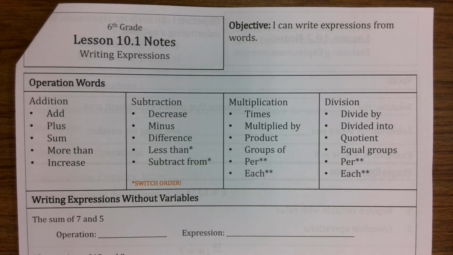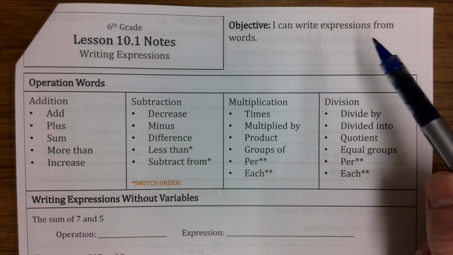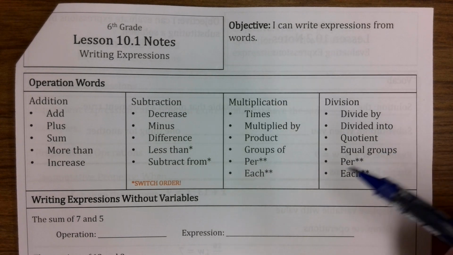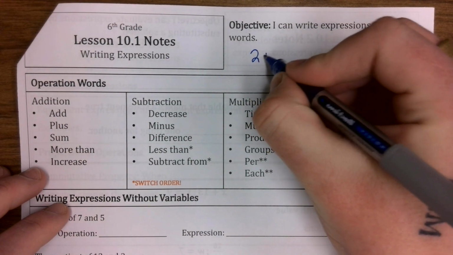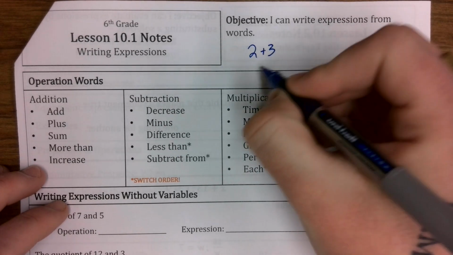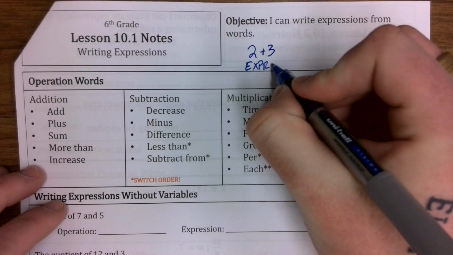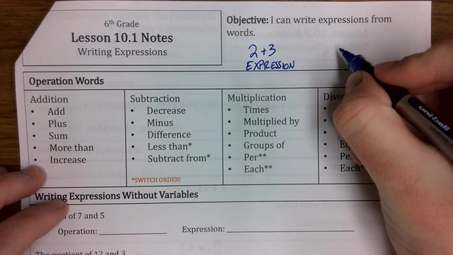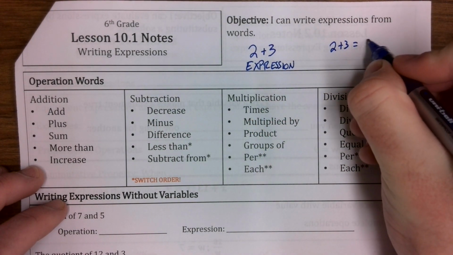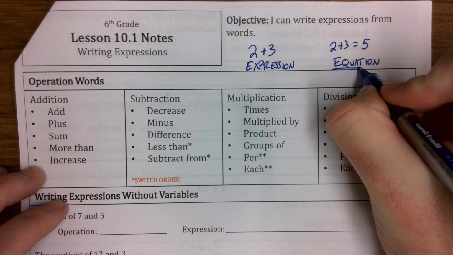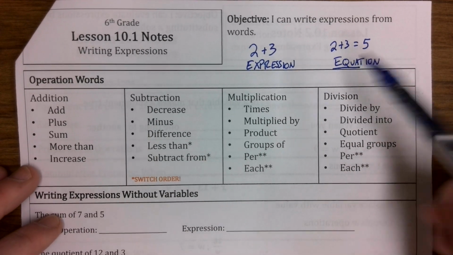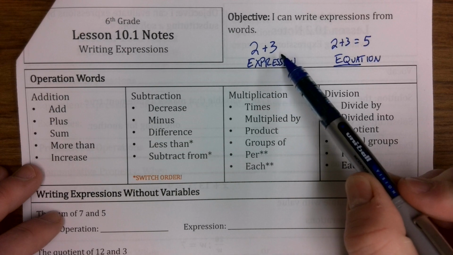Welcome to lesson 10.1. We're going to talk about writing expressions. So the objective is that I can write expressions from words. An expression is really something without an equal sign. 2 plus 3 is an expression. 2 plus 3 equals 5 is an equation. Notice how equation almost has the word equal in it because it's got an equal sign. So today we're looking at expressions, which don't have an equal sign.